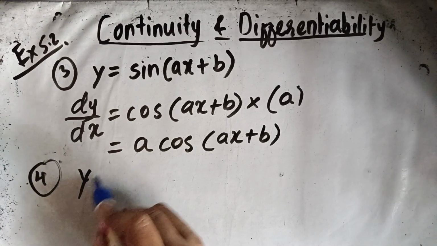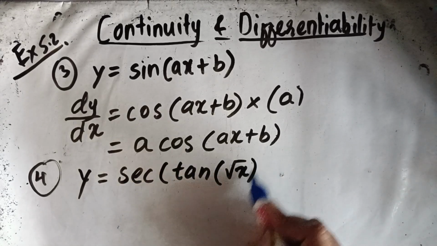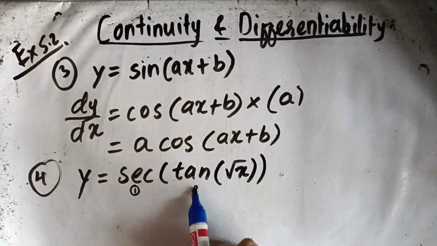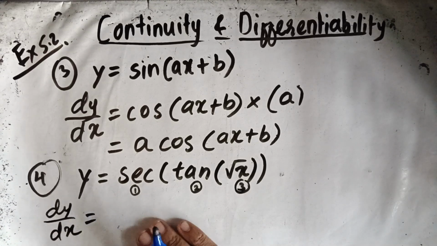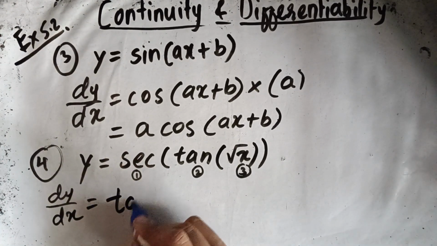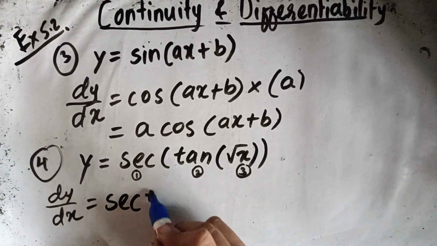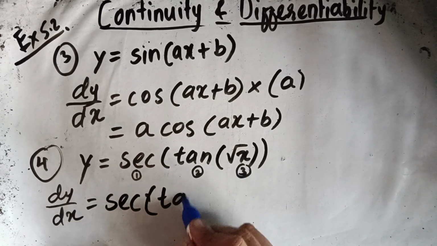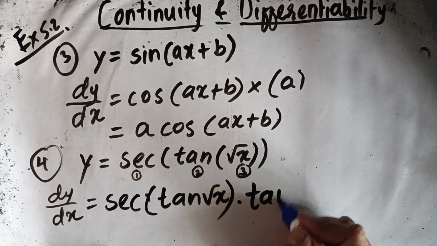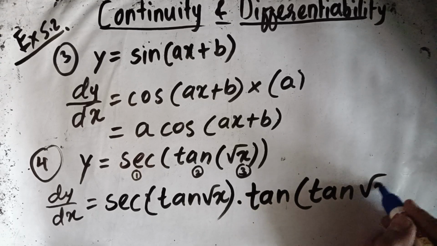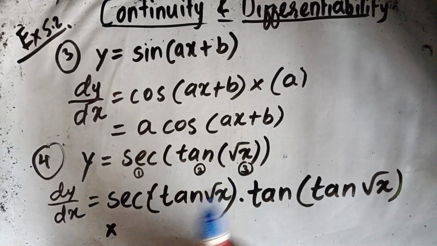The fourth question is sec of tan of root x. So this is your first function, second and third. So dy by dx, differentiate the first function, which is sec. This is sec of tan of root x into tan of root x, then into the derivative of tan of root of x.